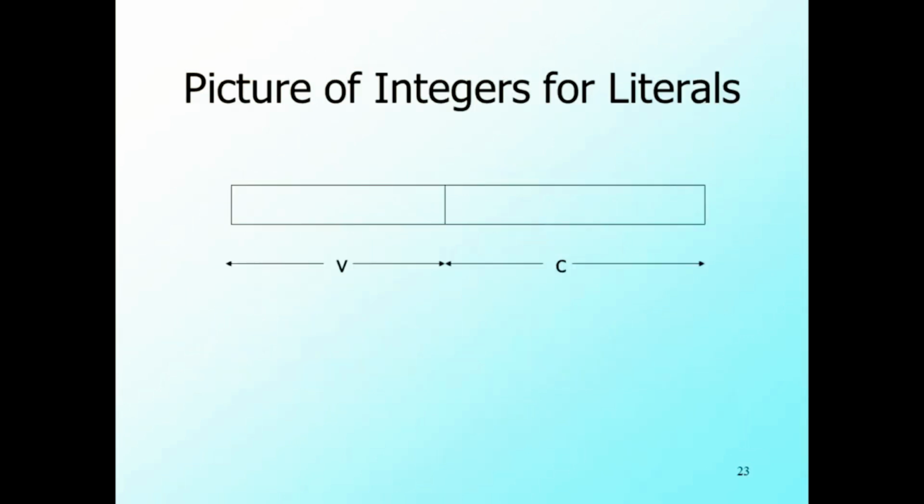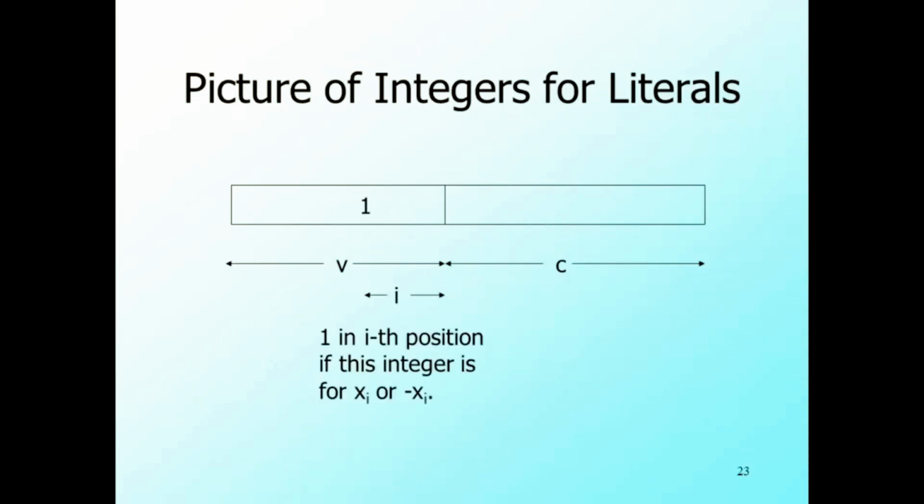Here's a picture of some of the base 32 integers we will use, those for the literals. Notice that each digit will be either 0 or 1, but the base is still 32. We need a base that large to avoid carries from place to place when we add integers. The high order V positions represent the variables. We'll have one integer for each literal xi or not xi, and thus there will be 2V such integers. The integer has a 1 in the ith position from the left end of the first V positions if it corresponds to a literal based on propositional variable xi, that is, it's either xi or not xi.